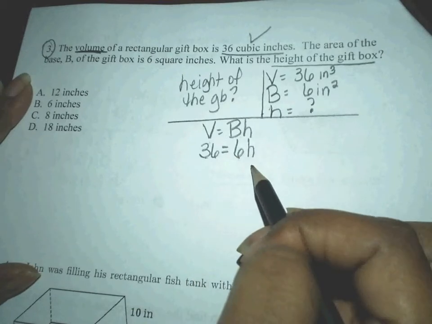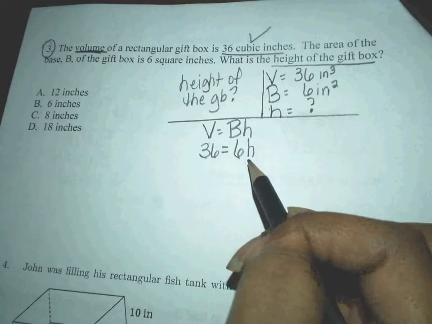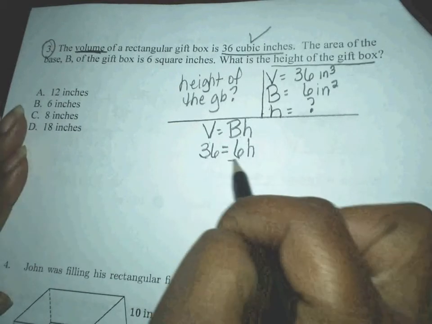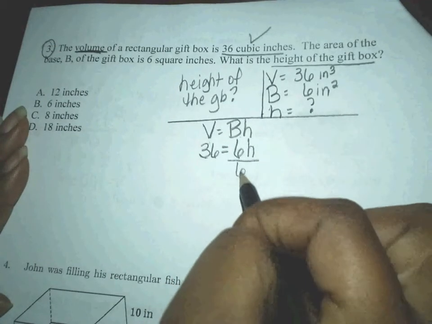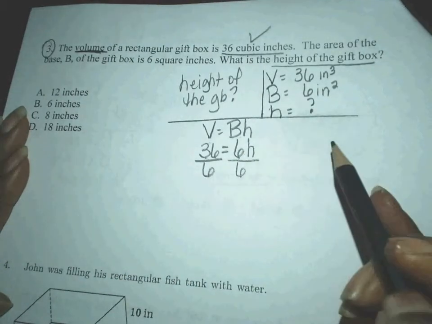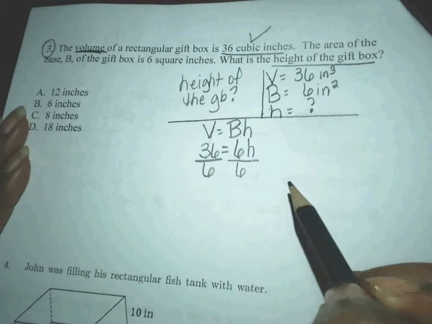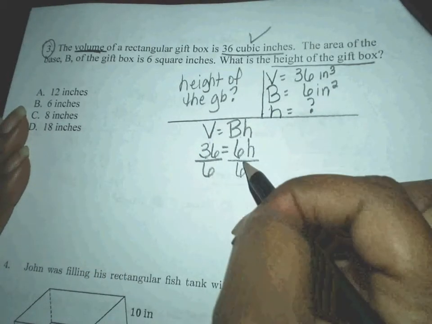So we need to get this H by itself. Right now it says 6 times H, but we don't really want to know 6 times H. We want to know H, right? So we're going to do exactly what she said. We're going to divide. Divide by 6. And if you do it on one side of the equation, you got to do the same thing on the other side of the equation, okay?